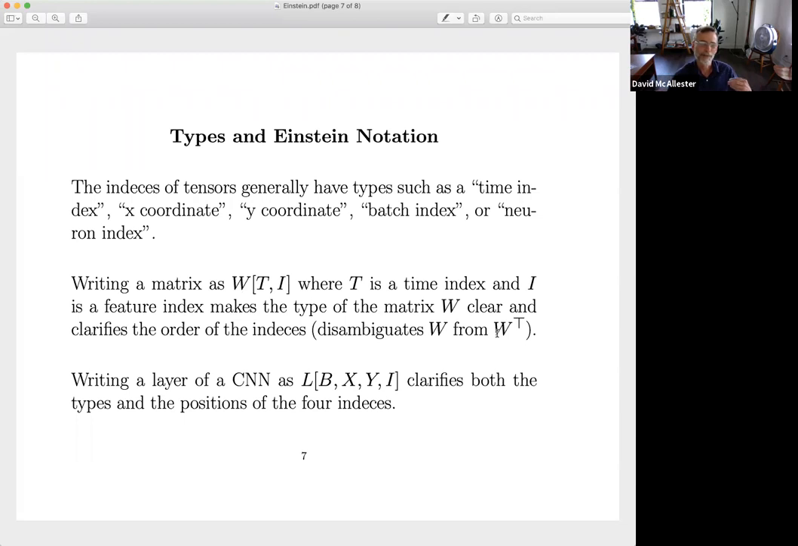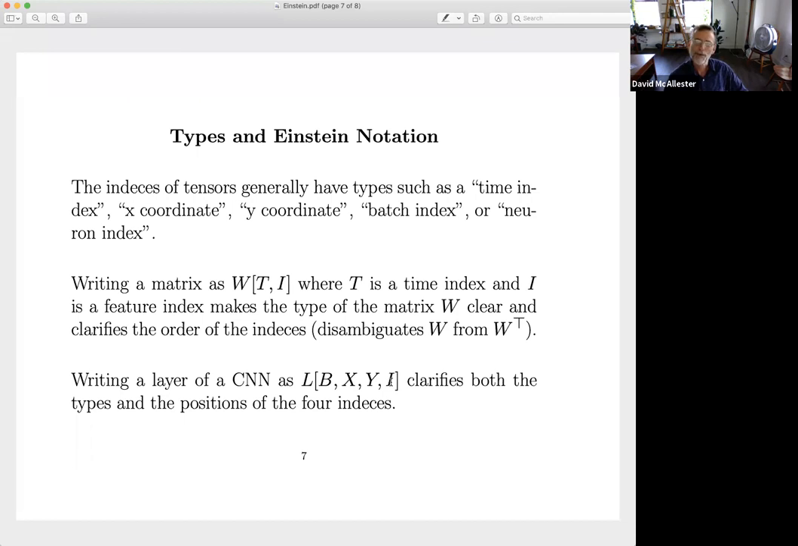I always get confused about the order of the indices when I see a matrix used, when I know it's the same information. W and W transpose contain the same information, so I always have to remember which is which. But if you use the indices explicitly, you don't have to remember that. In a convolutional neural network, if I have a layer and I write out all the indices, it clarifies both the type of the indices and the position of the indices in the tensor. So we're going to be using this Einstein notation throughout the class.